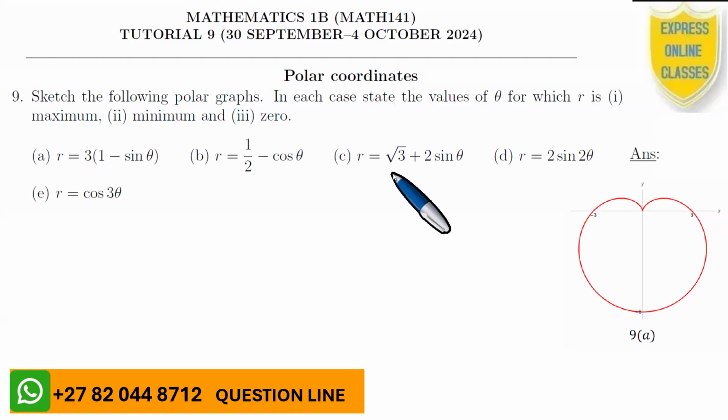In this lesson, we shall focus on Mathematics 1B, Math 141, Tutorial 9. We shall look at polar coordinates. Question 9: sketch the following polar curves. In each case, state the values of theta for which r is, 1, a maximum, 2, a minimum, 3, 0.